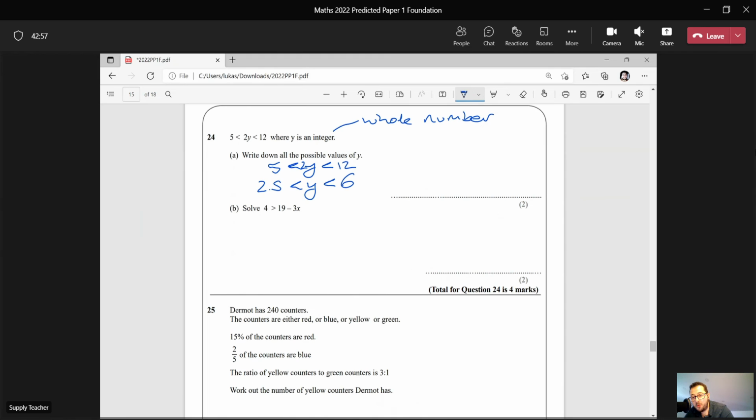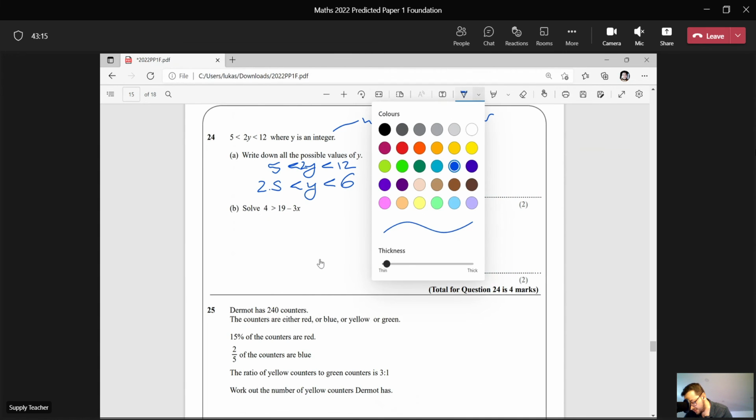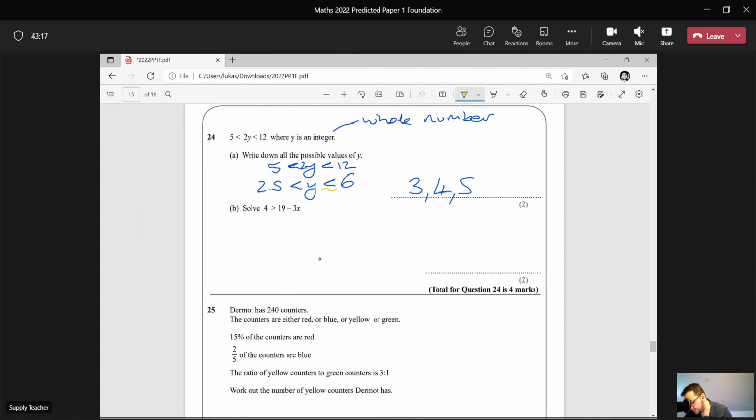Now what are the possible values of y? It's got to be a whole number, and it's got to be more than 2.5. So the first number it can be is 3. It can definitely be 4. It can also be 5. Now, it cannot be 6 because it's just a less than sign. If there was an equal sign there, if it was less than or equals, then you'd be able to have 6.